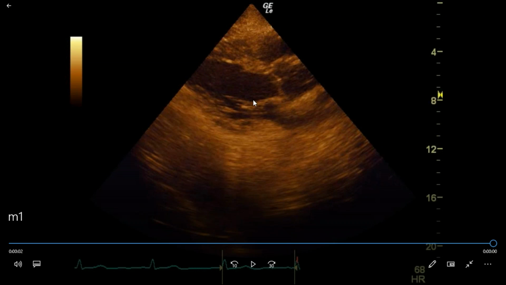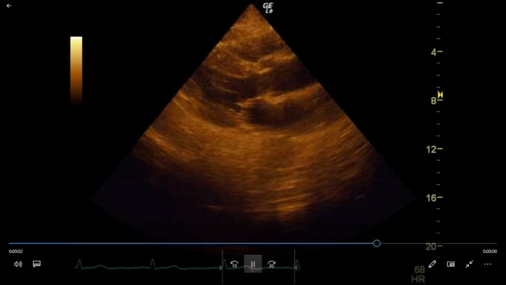The mitral valve is right here. This is the anterior mitral leaflet, posterior mitral leaflet, and this is the posterior wall. Okay, the left atrium is right there. The aortic valve is closed, and this is the aortic root and the ascending aorta. So let's put it in play.